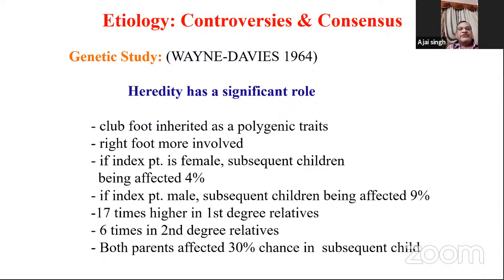If the index patient is female, the subsequent children being affected will be around 4%, but it would be 9% if the index patient is male. The risk is 17 times higher in first degree relatives and 6 times higher in second degree relatives. If both parents are affected, there is a 30% chance in subsequent children. They concluded these observations suggest a hereditary role in passing clubfoot from parents to the next generation of children.